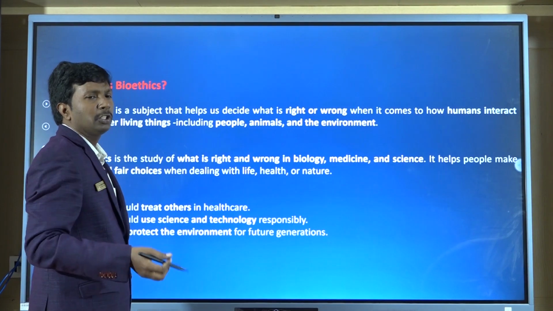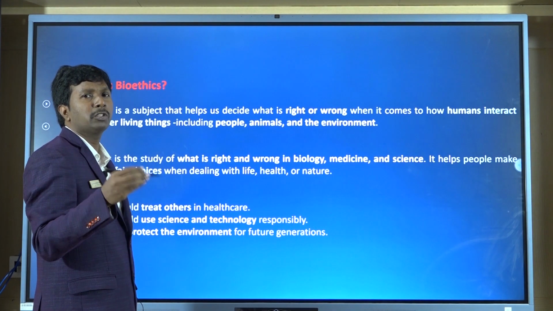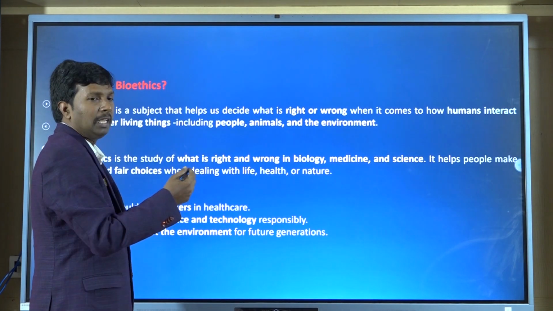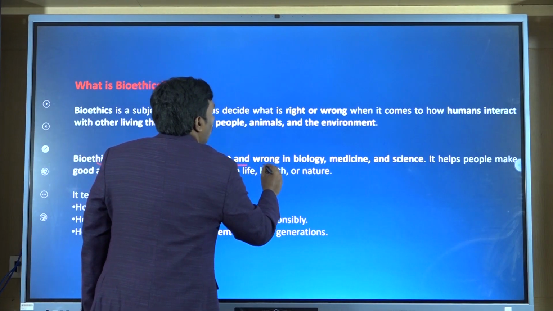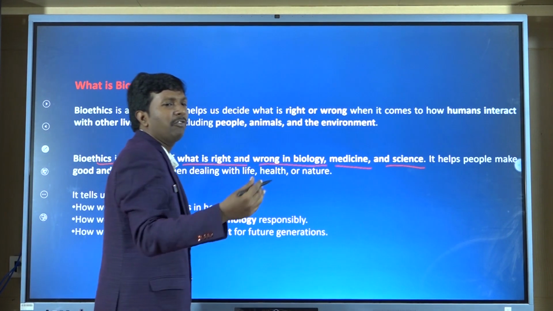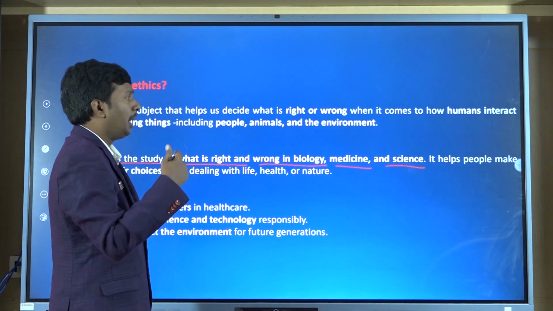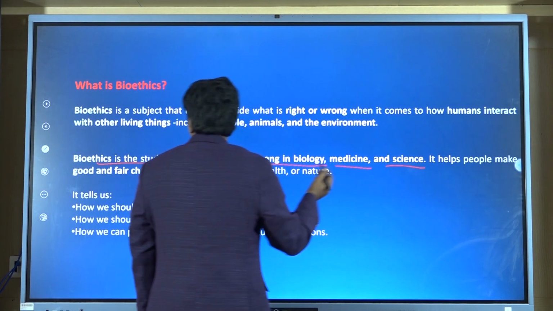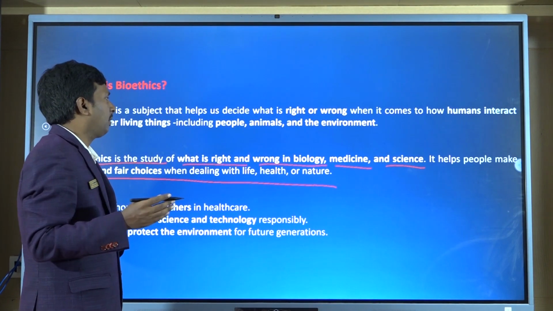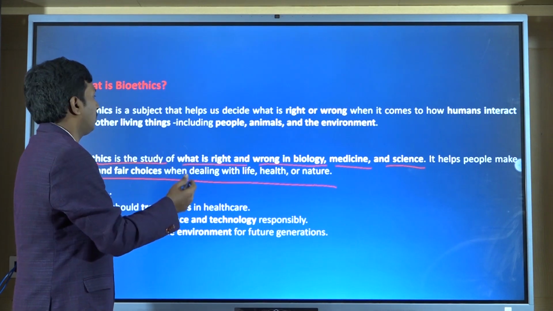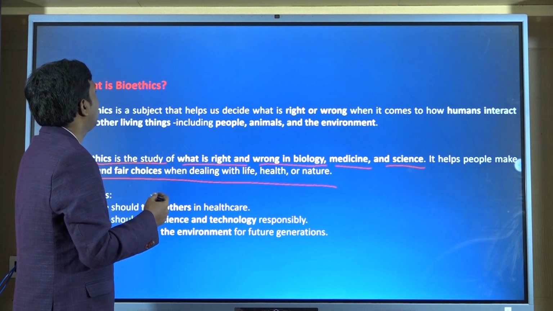So what is bioethics? In the previous class we saw ethics, right? Ethics is about what is right, what is wrong, what is good and what is bad. The only difference here is bio. Bioethics is the study of what is right and wrong in biology, medicine and science. It is linked with science, medicine and biology. It helps people make good and fair choices when dealing with life, health or nature. Whenever people work in the healthcare sector or with nature and life, it helps us make good and fair choices. This is the definition of bioethics.